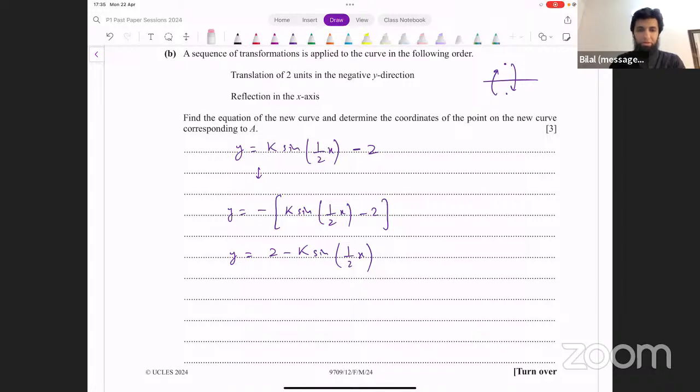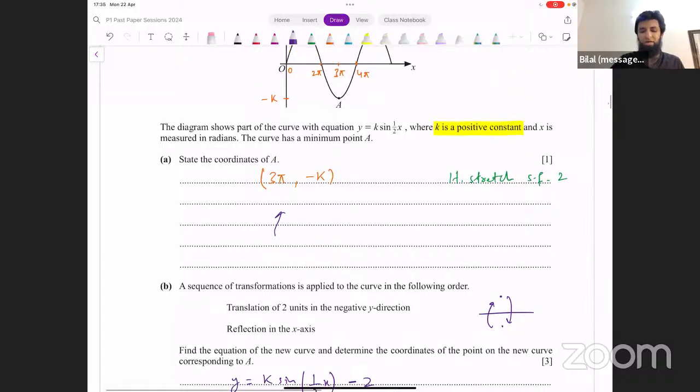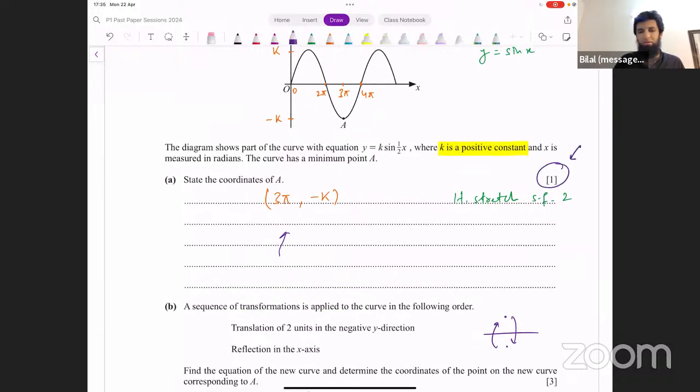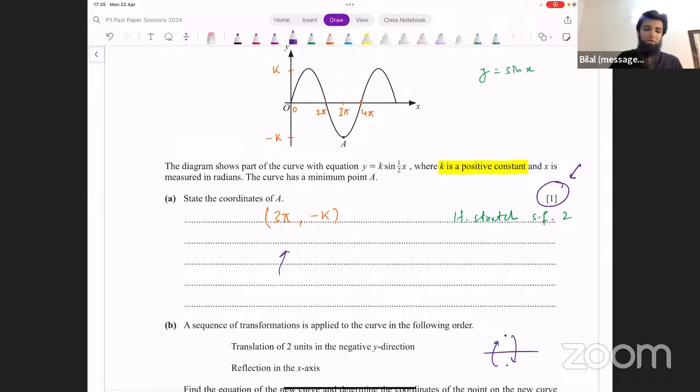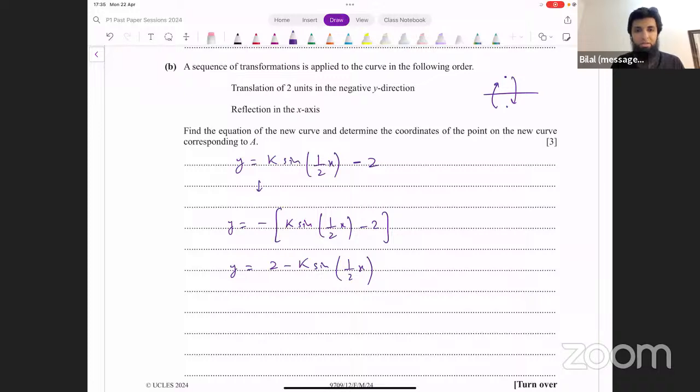Okay, let me answer the questions first. So first of all, Abdullah, in the previous part, yes, you could differentiate it and put that equal to 0, but notice it's only 1 mark. So you should be able to figure it out without differentiation. But if you want to do that, you can. You can get the x coordinate using that as well, and that will work.